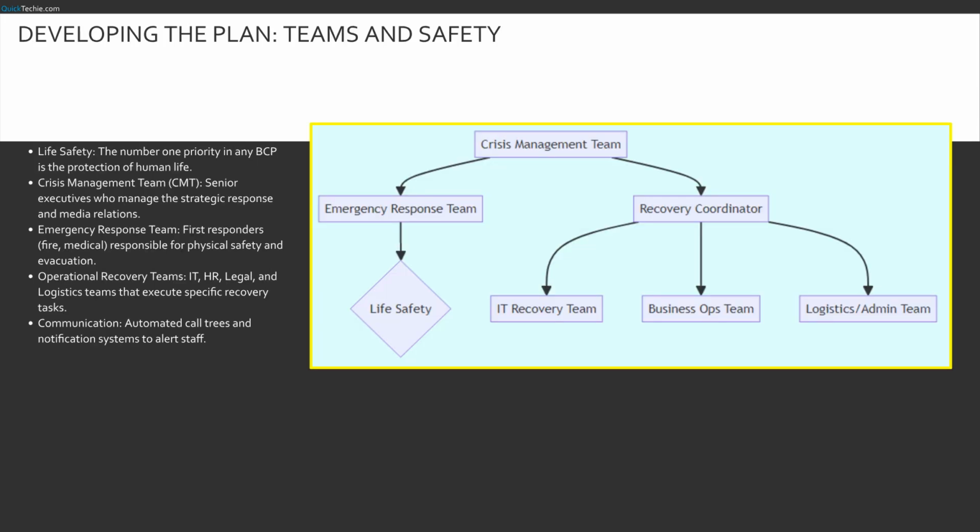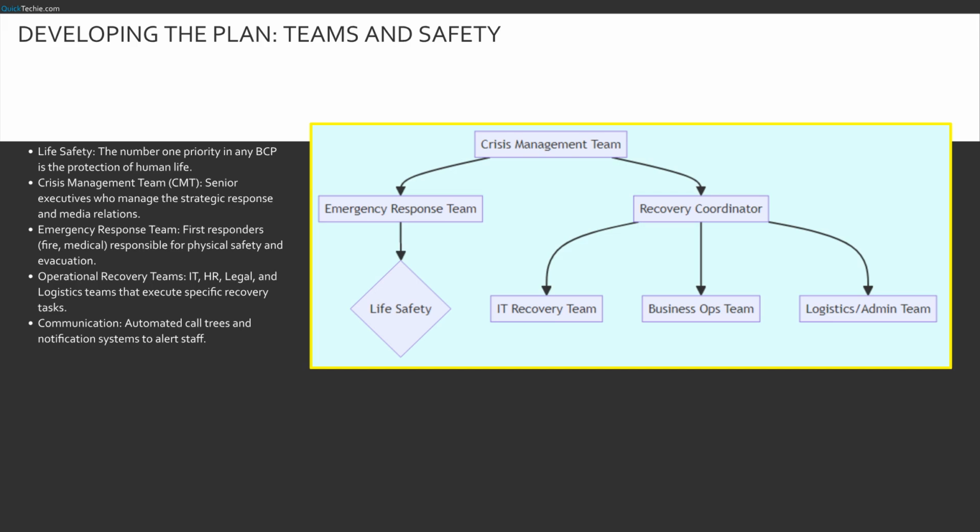Writing the plan involves people, not just technology. The absolute first priority is life safety: assets can be replaced, people cannot. We structure the response into teams. The Crisis Management Team, CMT, is the brain: executives making big decisions and talking to the press. The Emergency Response Team deals with the immediate physical threat. Then we have functional teams like IT, HR, and legal to handle the logistics of recovery.